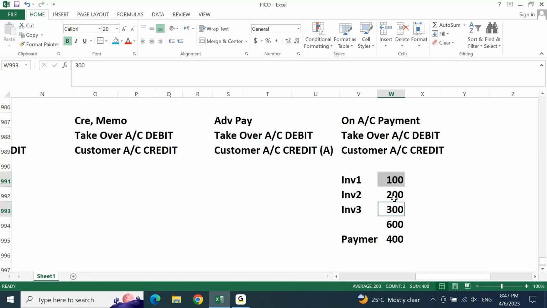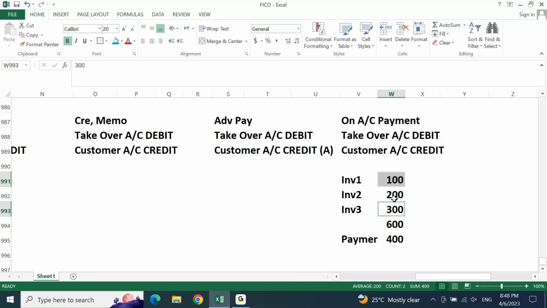Clear? If you do not have any payment advice, you will not be able to map or link the payment with the respective invoice. In such cases, you will record this as an on account payment.